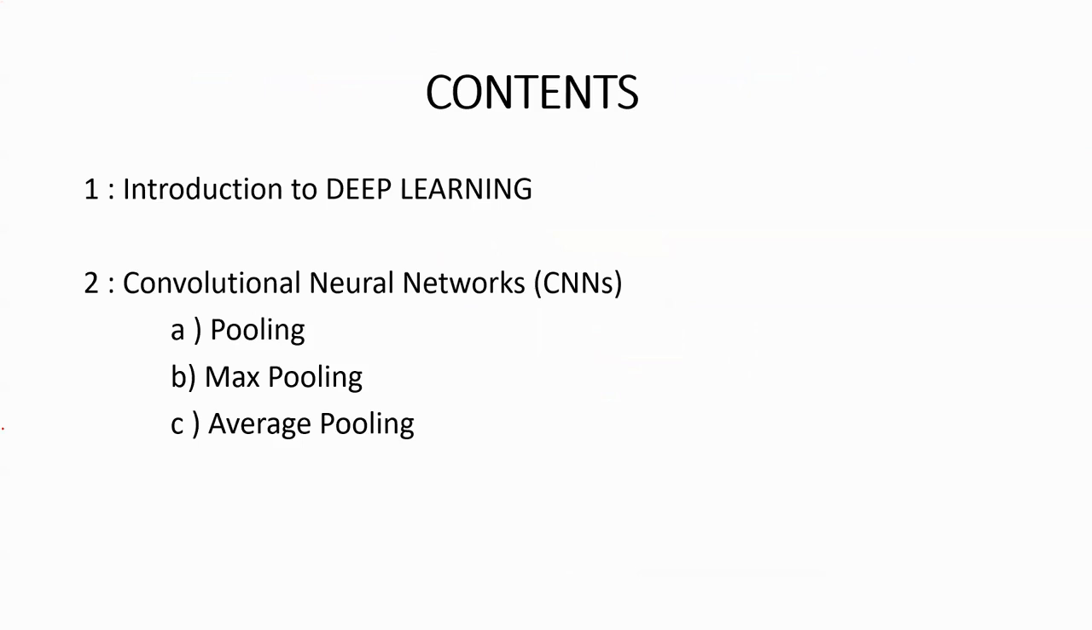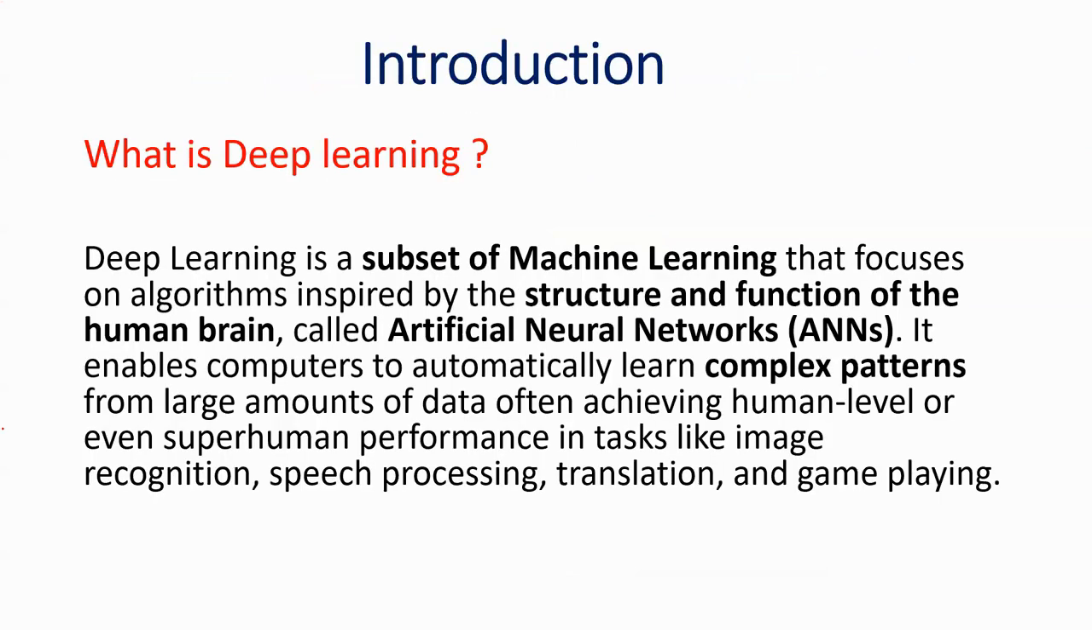Introduction of deep learning, convolutional neural networks in pooling, max pooling, and average pooling. What is deep learning? Deep learning is a subset of machine learning that focuses on algorithms inspired by the structure and function of the human brain, called artificial neural networks. It enables computers to automatically learn complex patterns from large amounts of data, often achieving human-level or even superhuman performance in tasks like image recognition, speech processing, translation, and playing.